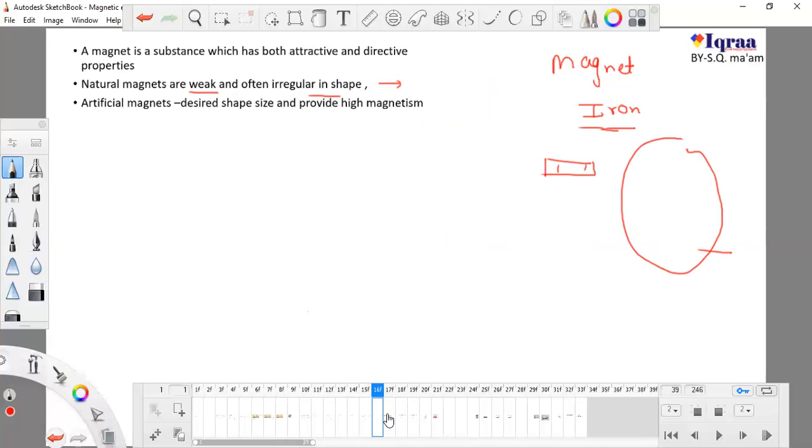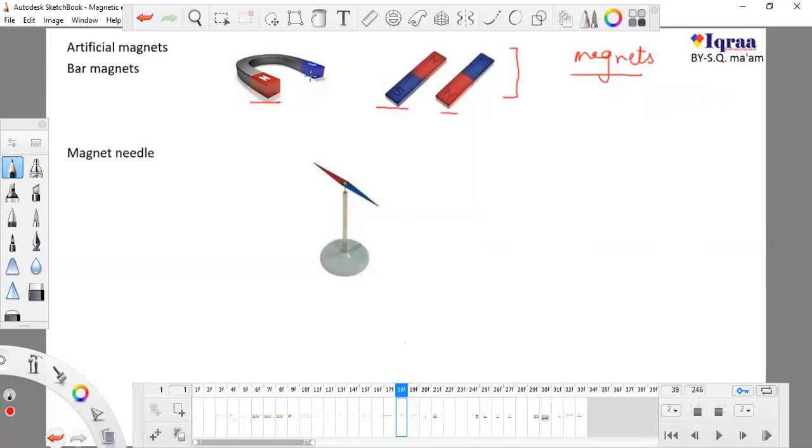So these are our natural magnets, and we gave them shape. It was some irregular shape before, and we gave them shape, but the size is not of our requirement. Sometimes they are very tiny or very small, and they cannot handle big cases. If I want to pull a big amount of iron or metal, they cannot be used, because they do not have much efficiency. So this is an artificial magnet, a bar magnet. This is a horseshoe magnet, because it looks like the shoe of a horse. It has both poles, the same properties, same repulsion, same attraction.